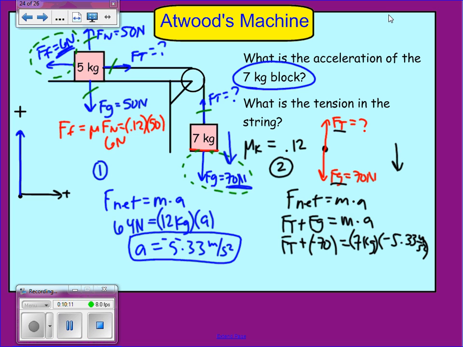I clean that up a little bit. I get force tension here, minus 70 equals 7 times negative 5.33 gives me negative 37.33 newtons. And then I add 70 to both sides, and I end up getting that my force tension is equal to 32.67 newtons.